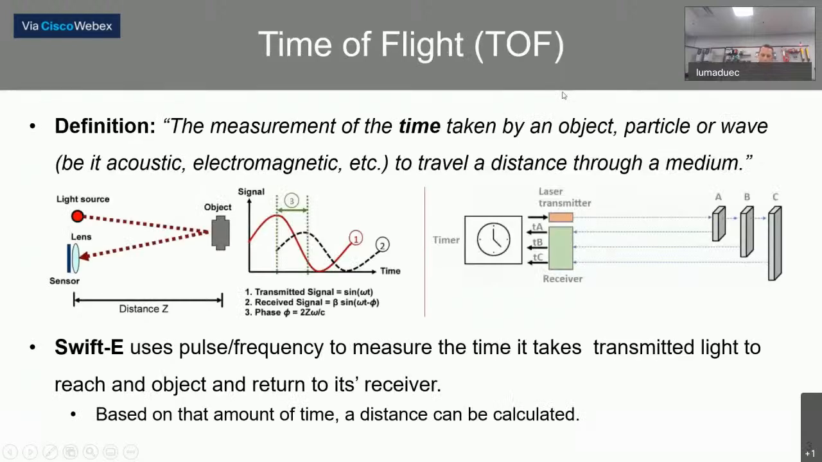So the technology behind SwiftE is time-of-flight, also known for its abbreviation TOF. Basic definition of time-of-flight is simply a measurement of time taken by an object to travel through a medium. The SwiftE uses pulse light along with light frequency, and measures the time taken for each transmitted pulse to reach an object and then return to its receiver. From there, we can calculate the distance.